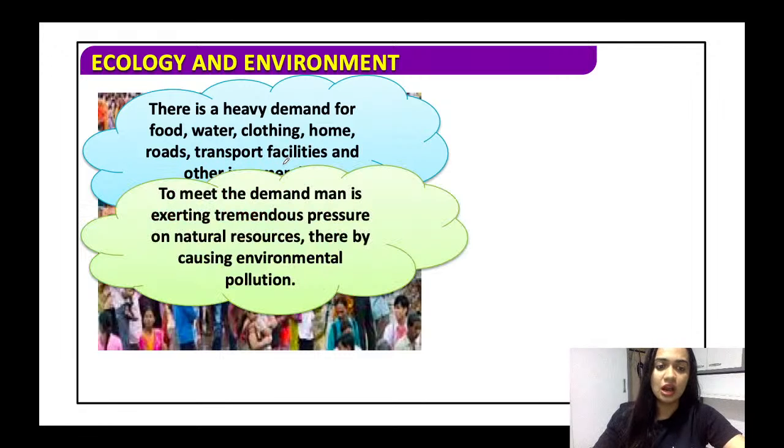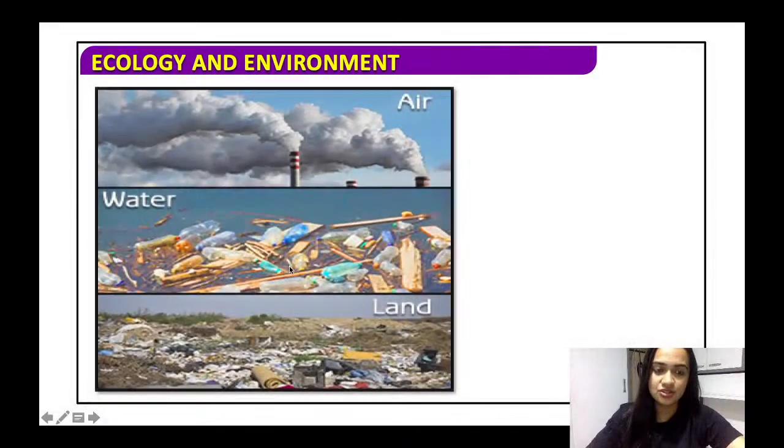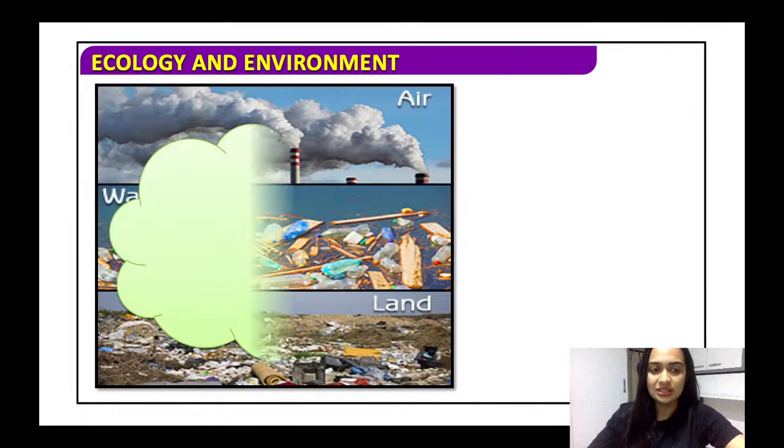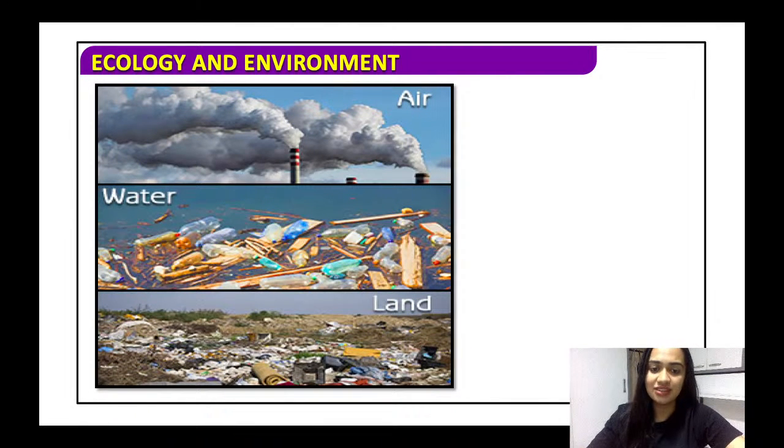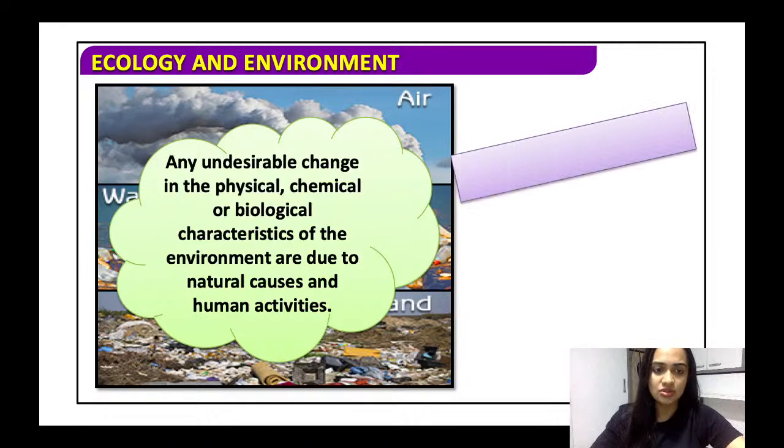So now, how do we resolve this? The demand of man is extremely tremendous, especially on natural resources, and this is a basic cause of environmental pollution, because we are exploiting the natural resources we have. So what are the types of environmental pollution? You'll have air, water, land. You'll even have sound pollution, thermal pollution. We'll discuss it in detail.